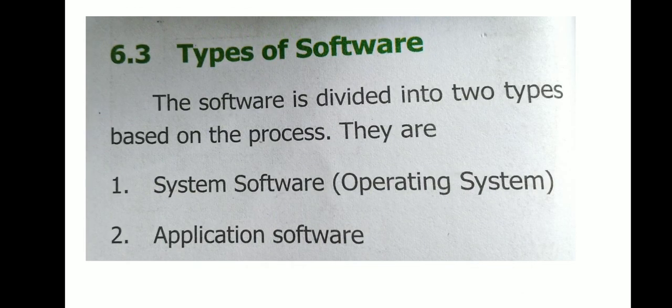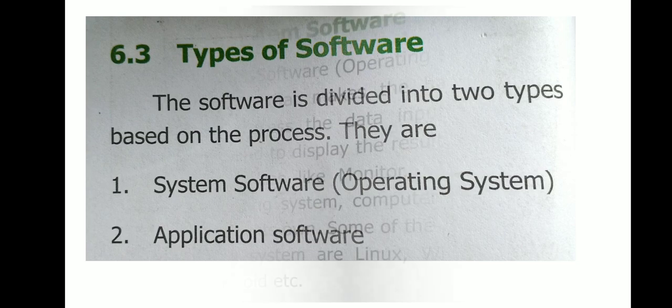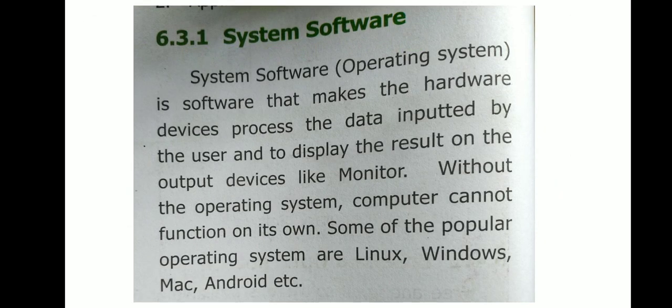Types of software. There are two types of software: system software and application software. System software is also called operating software. What is the system software? System software is software that makes the hardware devices process the data inputted by the user and display the result on the output devices like the monitor. Without the operating system, a computer cannot function on its own. Some of the popular operating systems are Linux, Windows, Mac, Android, etc.